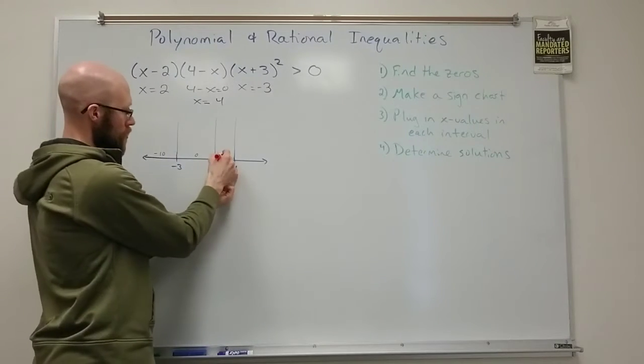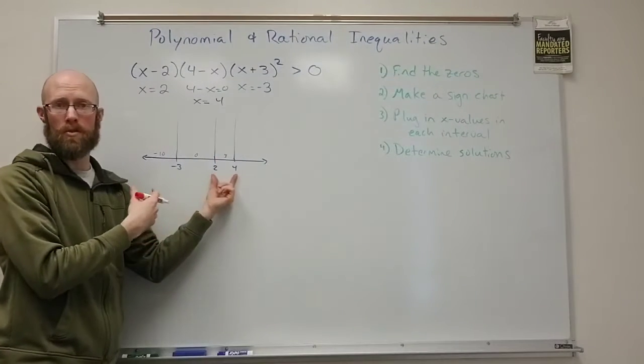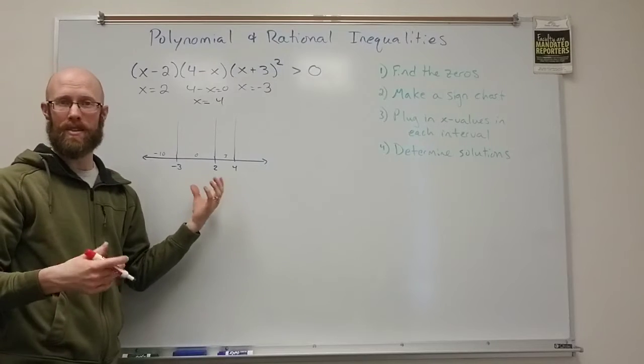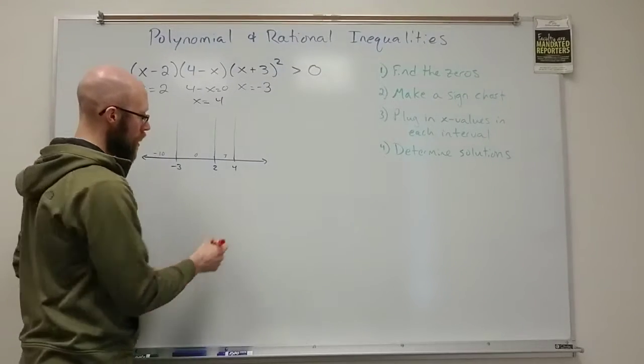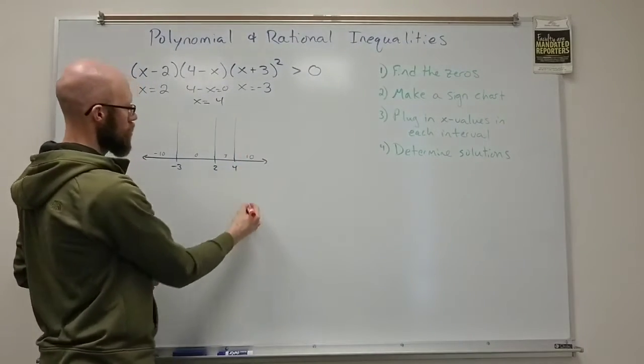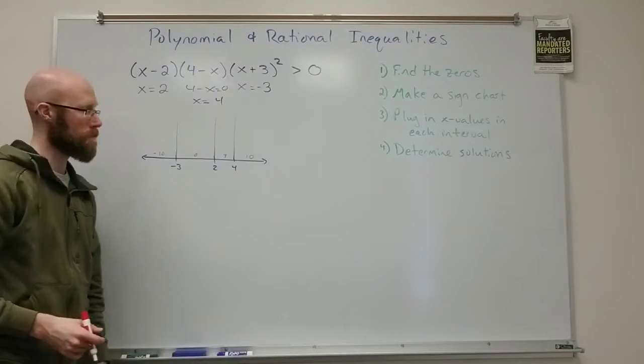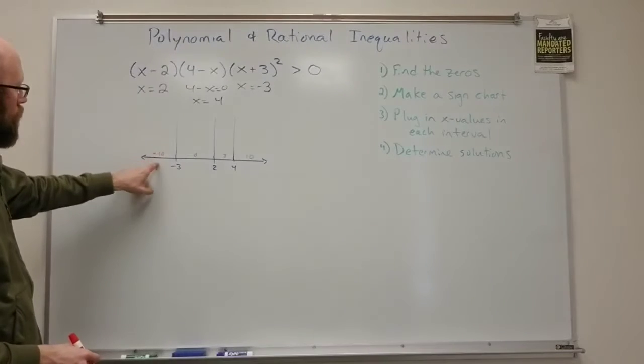Between 2 and 4, I'll throw 3 in there. And of course, you could throw decimals or fractions in. It just so happens that all of my intervals contain nice integers, so I'm just using them. And then out here on the right, maybe I'll throw a 10 in just to see, so you can see what happens when I throw bigger numbers in. Okay, so let's try -10 first.